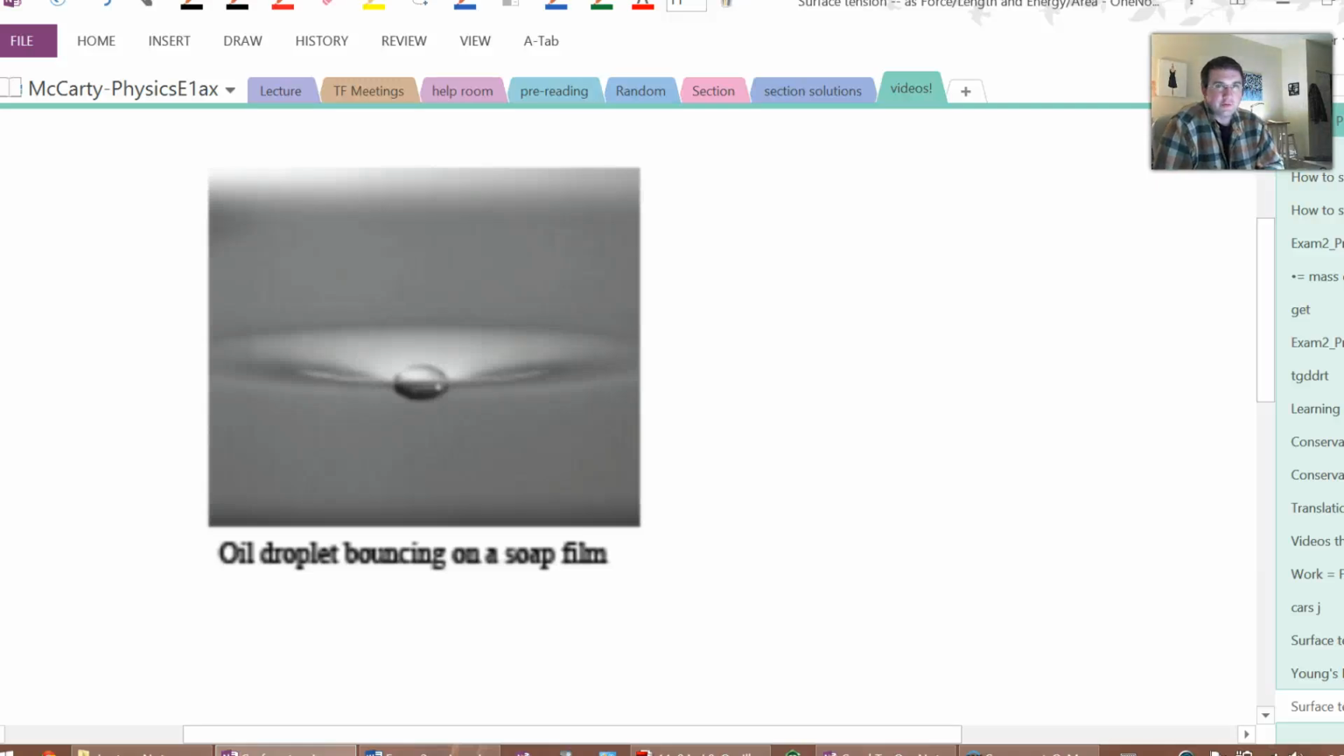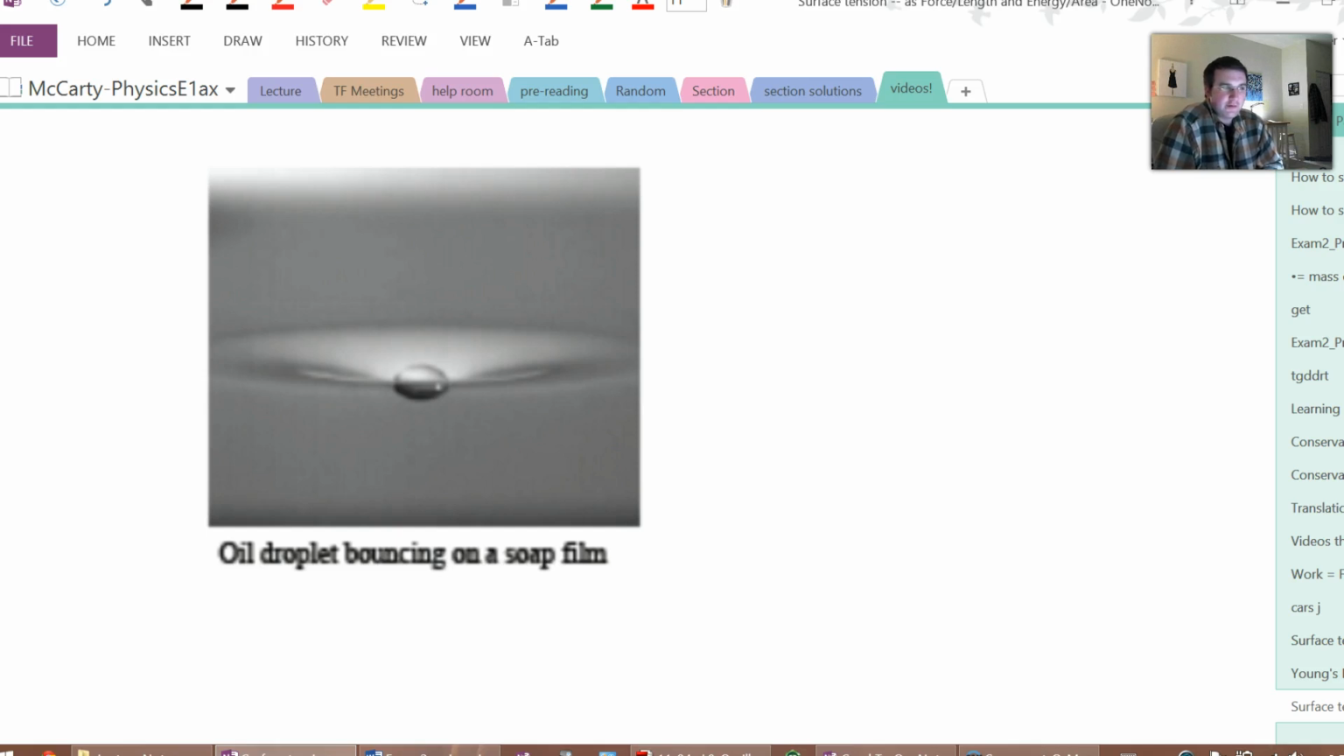Let's talk about surface tension for a moment. So, surface tension is a phenomenon in which the surface of a liquid seems to have a tension, and so it tends to act something like a film, which is to say that it basically resists forces that would deform the shape of the surface of a liquid or a film.